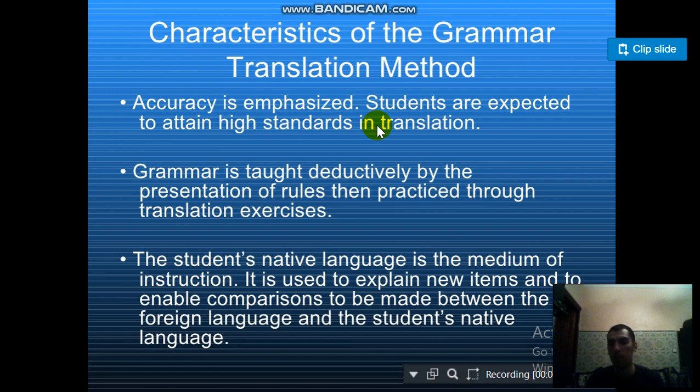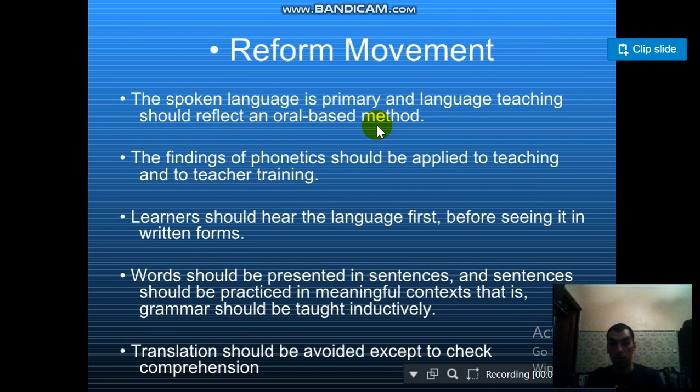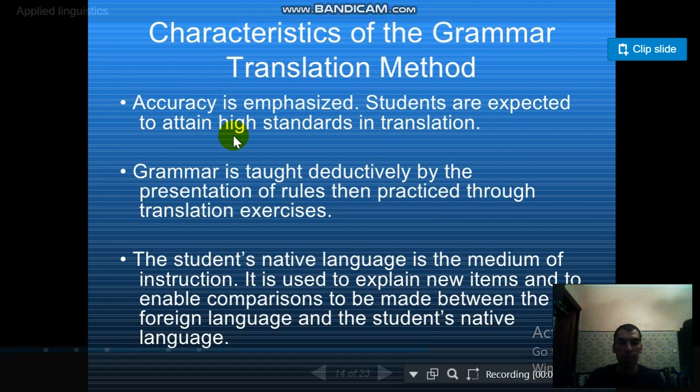The student's native language is the medium of instruction. It is used to explain new items and to enable comparisons to be made between the foreign language and the student's native language. So I think this is clear.